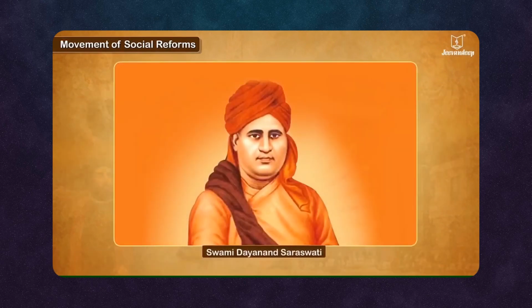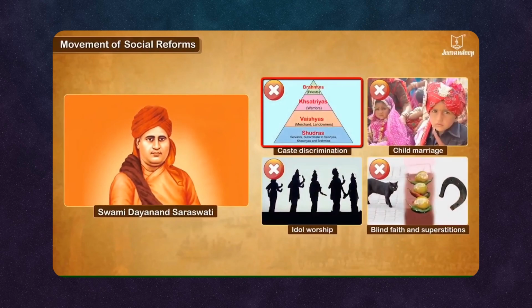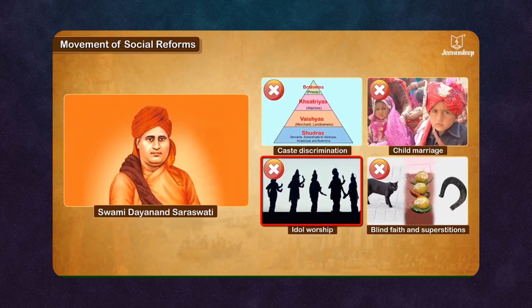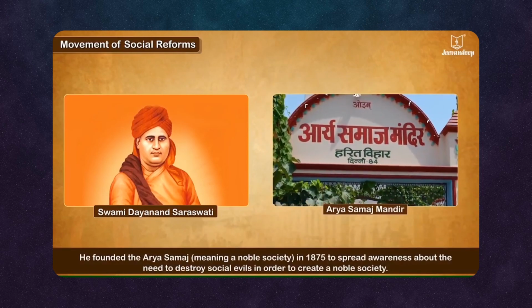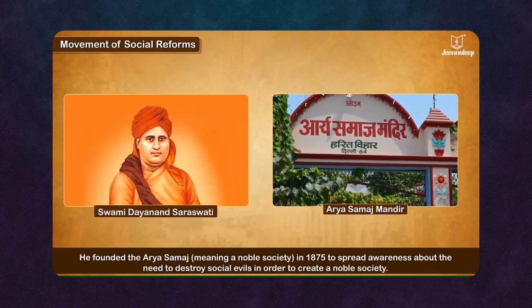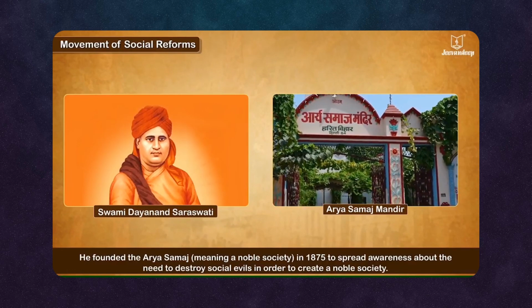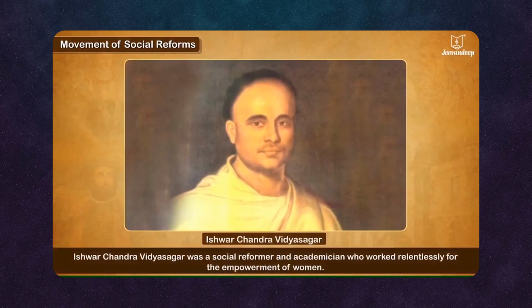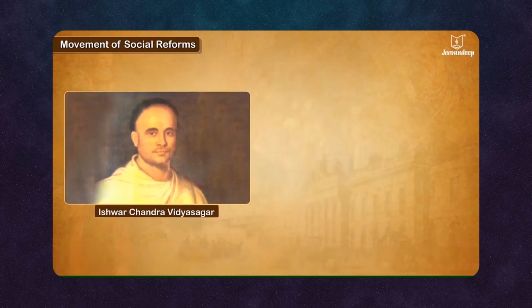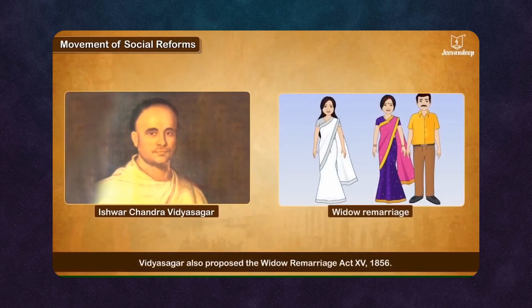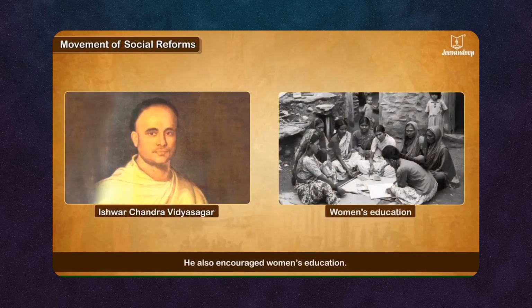Swami Dayanand Saraswati was a social thinker who opposed customs like caste discrimination, child marriage, and idol worship, as well as blind faith and superstitions. He founded the Arya Samaj, meaning a noble society, in 1875 to spread awareness about the need to destroy social evils in order to create a noble society. Ishwar Chandra Vidyasagar was a social reformer and academician who worked relentlessly for the empowerment of women. Vidyasagar also proposed the Widow Remarriage Act, 15th July 1856, which gave women another chance to live their life with dignity. He also encouraged women's education.